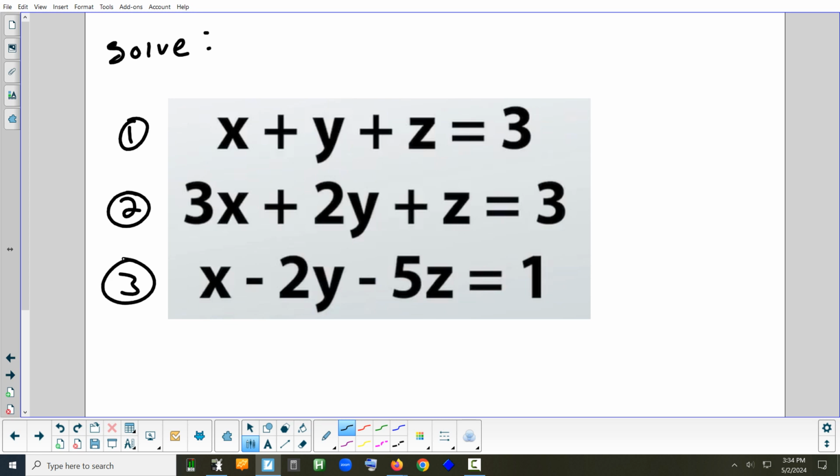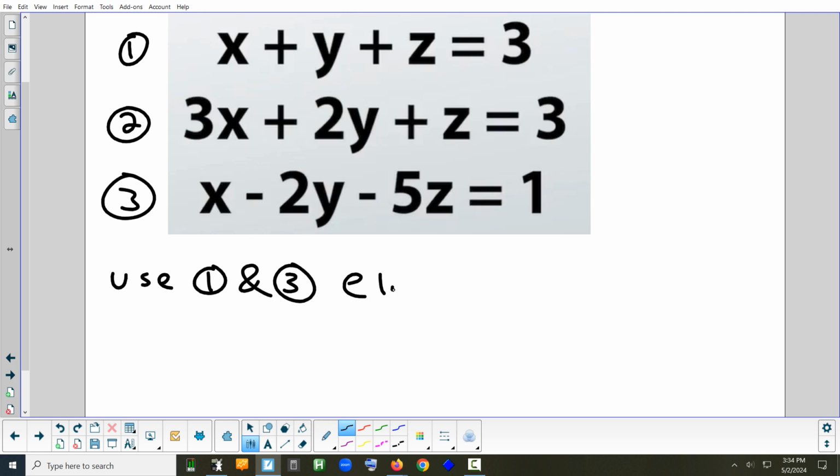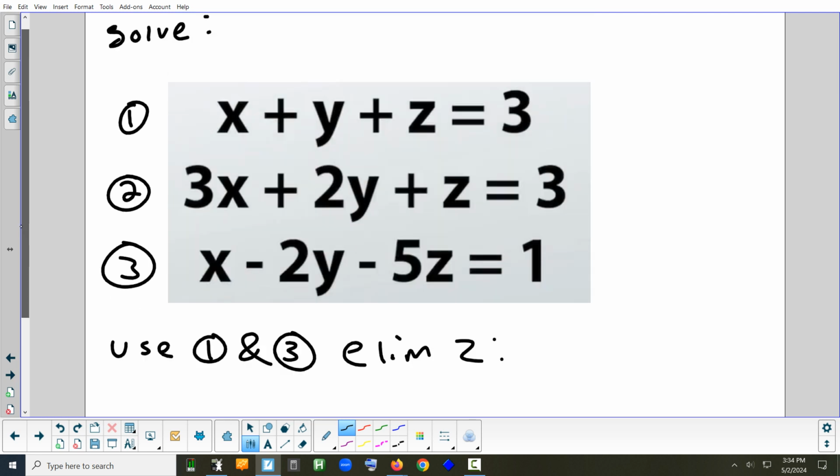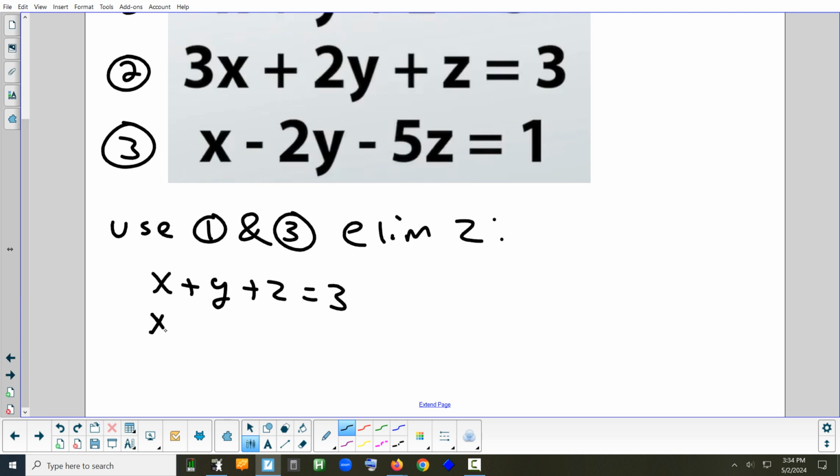Let's do 1 and 3. Yeah, 1 and 3. Okay, so we're going to use 1 and 3, and we're going to eliminate z. Let's copy that down. Equation 1: x plus y plus z equals 3. And equation 3: x minus 2y minus 5z equals 1.